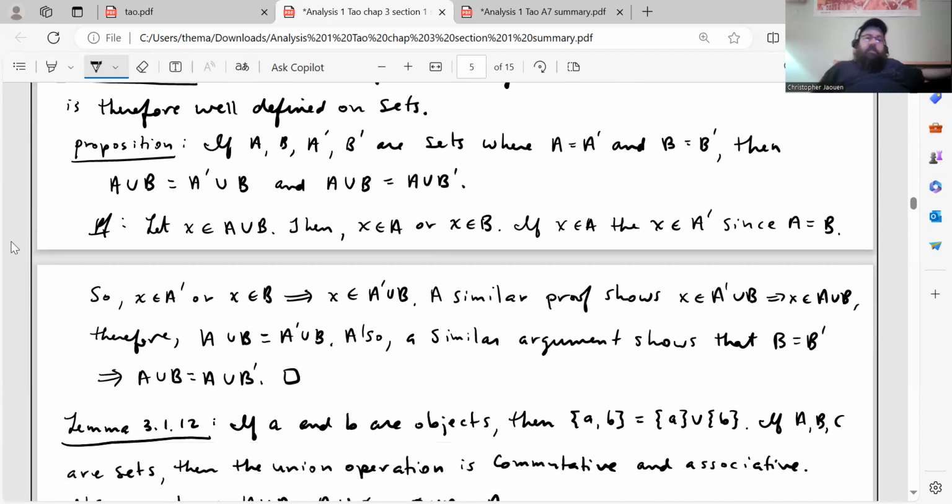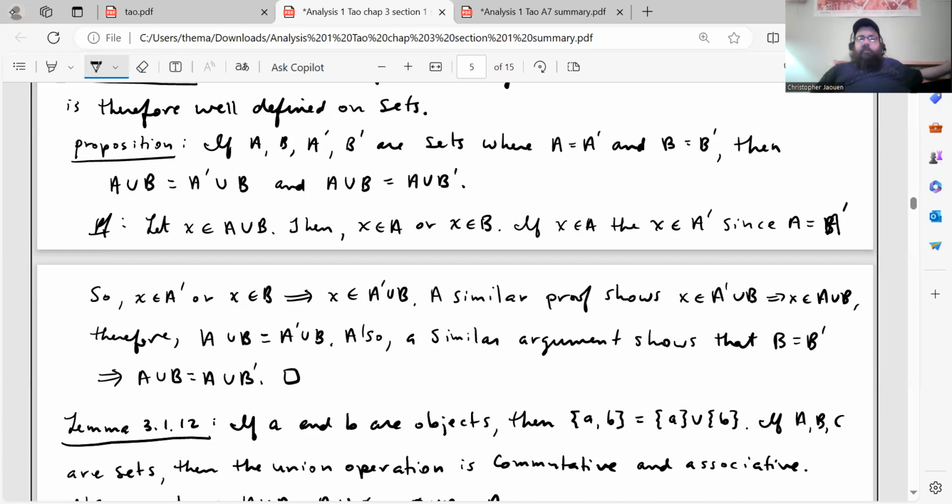Let X be an element of A union B, then X is an element of A, or X is an element of B. That's just from the definition. If X is an element of A, then X is an element of A prime. Sorry, did I mean A prime here? This should be A prime here, I think. This is a typo, since A equals A prime. So X in A prime or X in B implies X is an element of A prime union B.